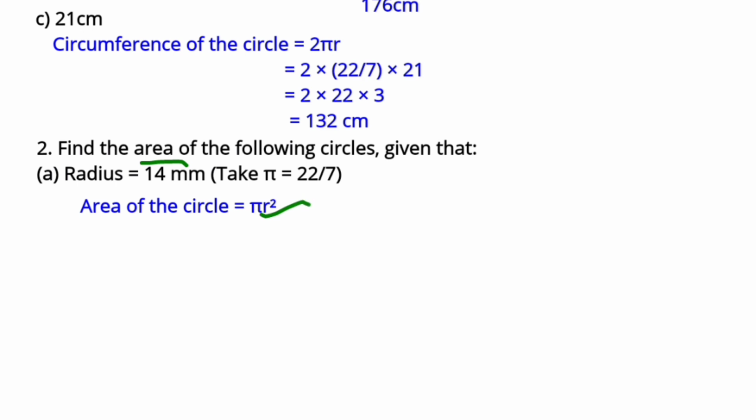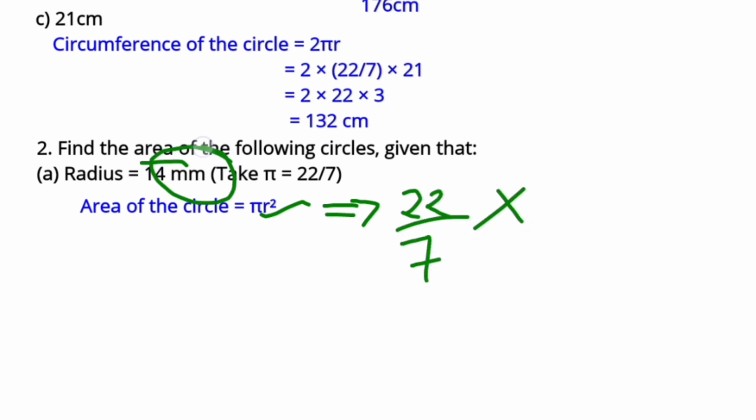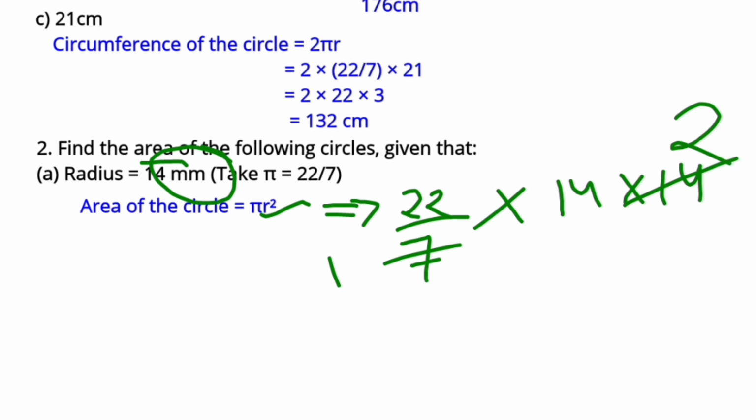Now we'll put the values. Pi is given to us 22 upon 7, into radius, which is 14 millimeters. So 14 into 14. Now we'll solve it. 7 1s are 7, 7 2s are 14. Now let's calculate it further.